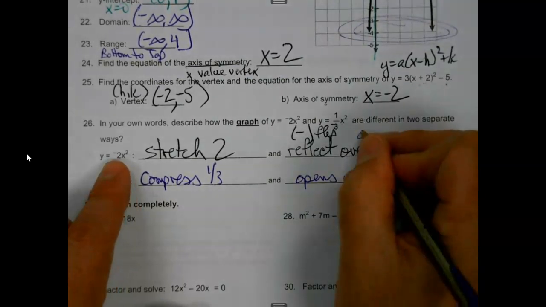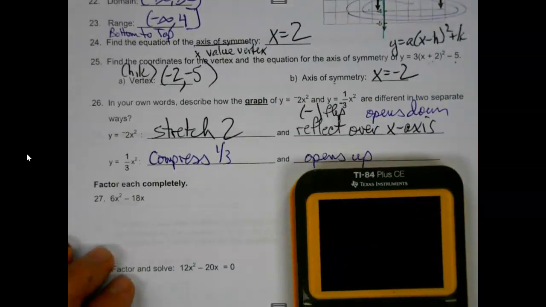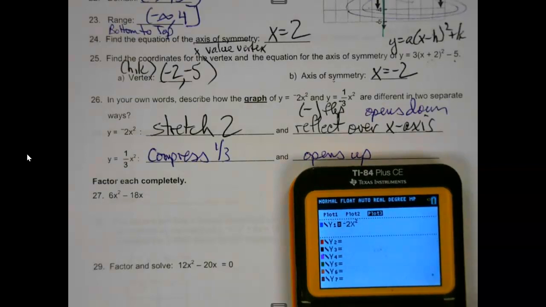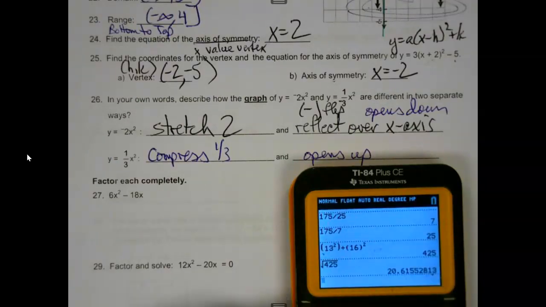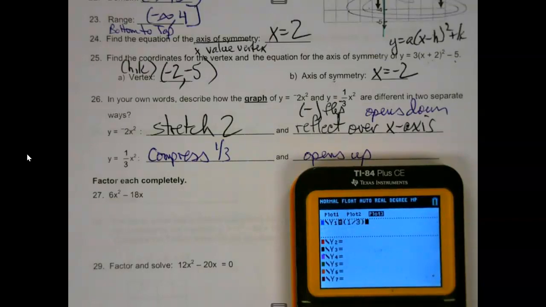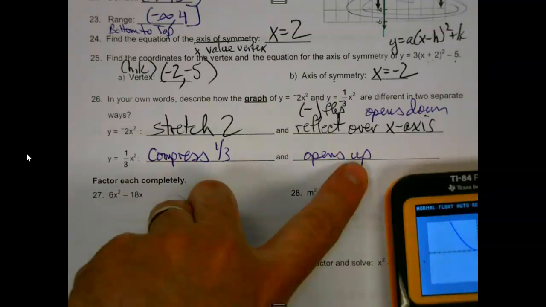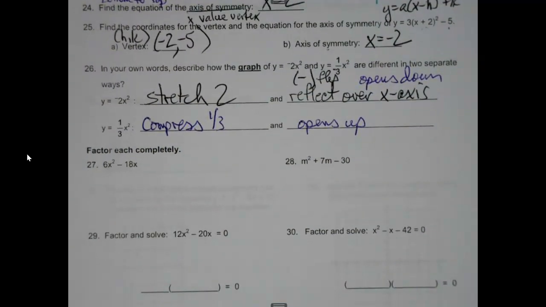So even with this, you could say it opens down or opens up. You're like, how do I know that? If you don't know that, because of the signs, plug them in your calculator. Opening down. Okay. If I go here and I graph that, notice it's wider, that's the compressed part, and it opens upward. Okay? Any of those types of things are fine. And we talked about that a lot and have all the words in your notes.